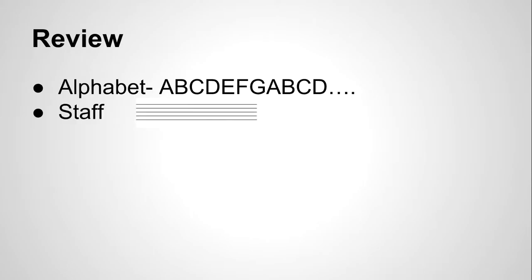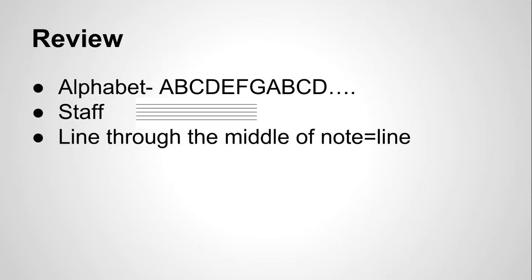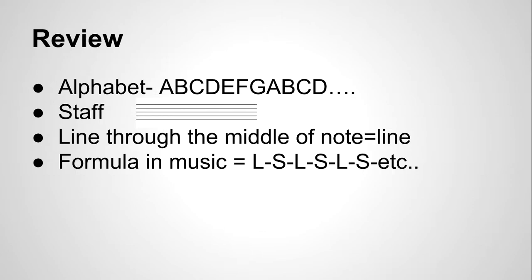The staff is this image right here, which has five lines and four spaces in between. The way we know if a note's on a line or a space is we look at the note, and if a line goes through the middle of the note, that note is on a line. Otherwise, it's on a space. The formula in music was line, space, line, space, line, space, line, space. And if you don't know what I mean by that, please go back and watch the old video.